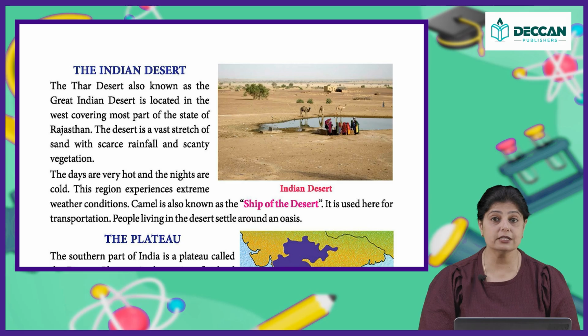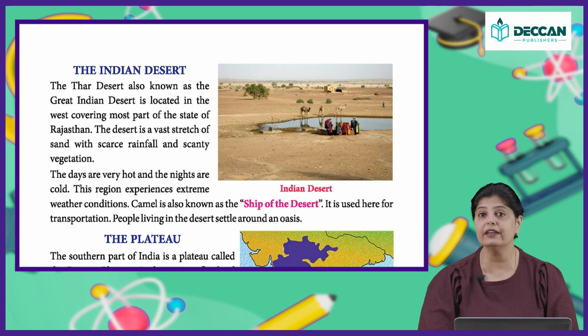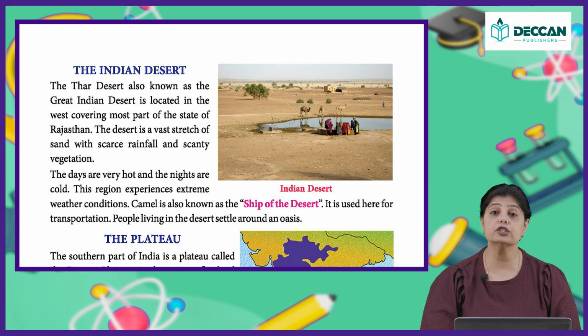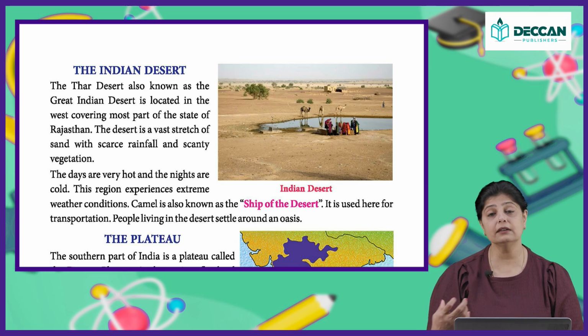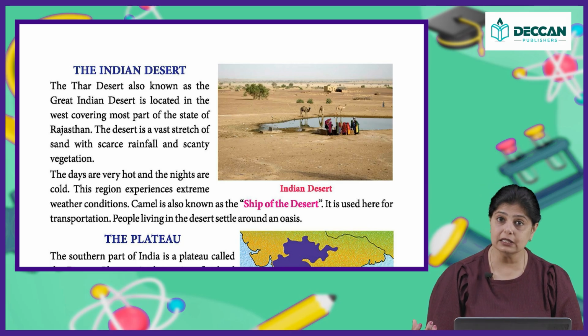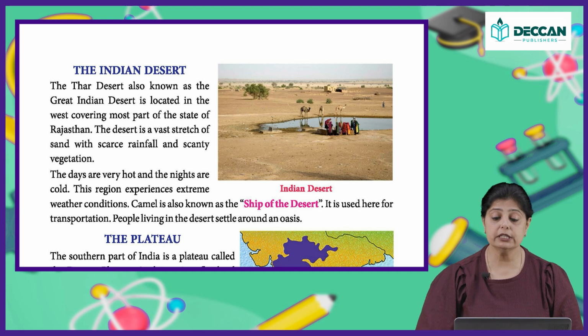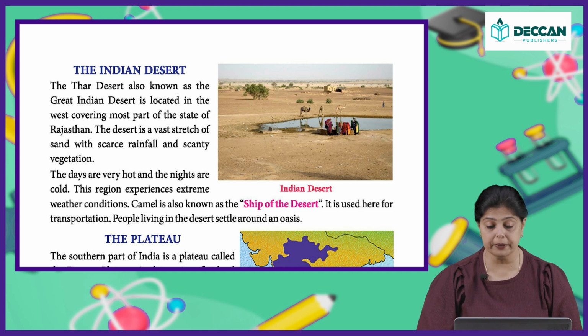Camel is also known as the ship of the desert. So the camel is the only animal that can survive in the desert because of the way it is made. It is known as the ship of the desert because just as a ship sails over the sea, a camel can survive in the desert. Its body is made in such a manner that it can survive in the hot desert. So it is used for transportation by the people.